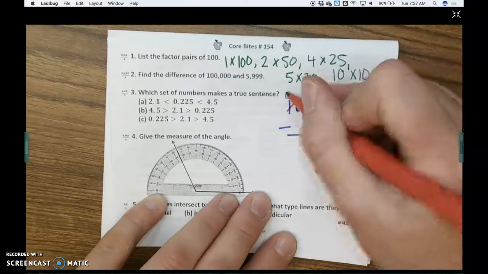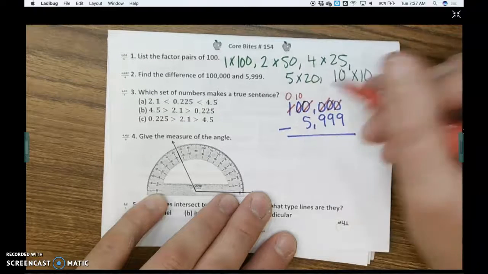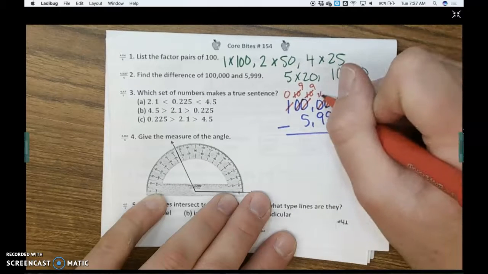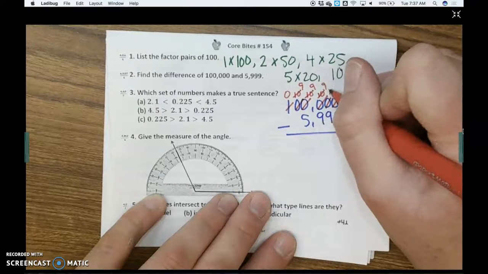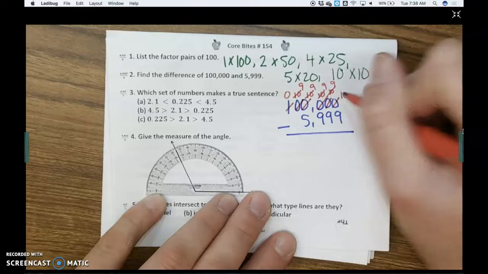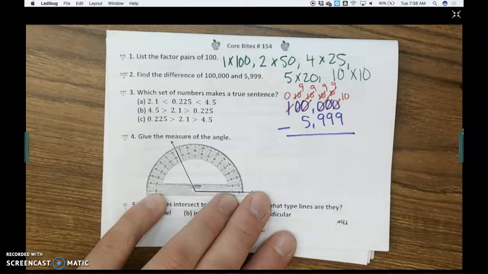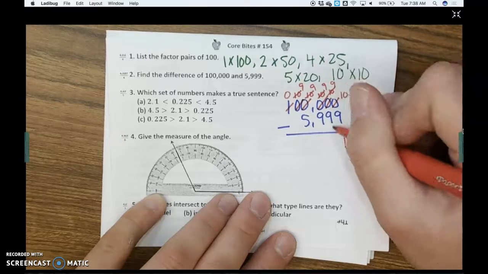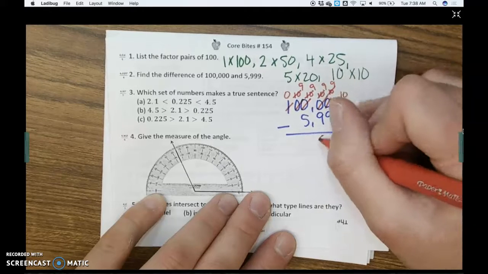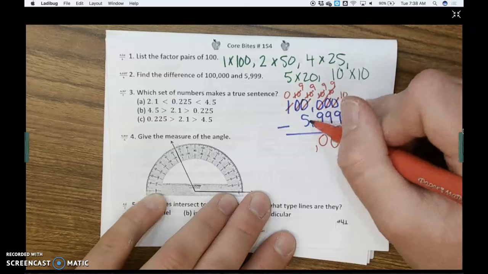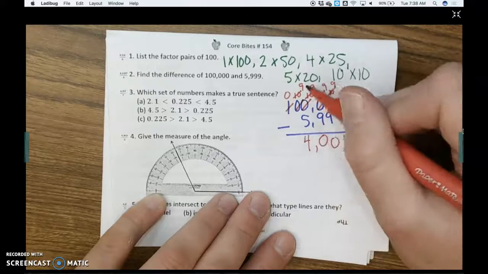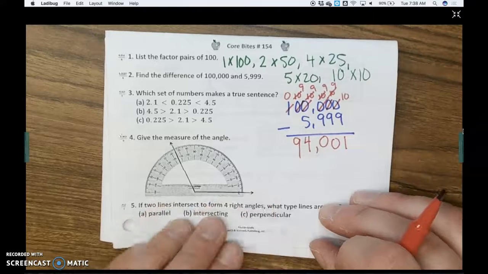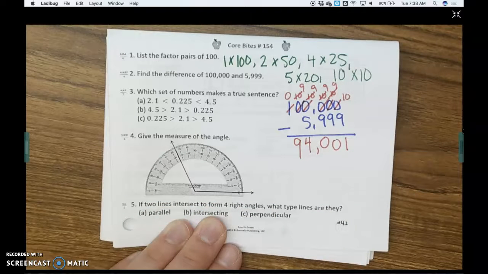So 0, 10, bring it over, make it a 9. Bring it over, make it a 9, all the way over. So 10 minus 9 gives you 1. 9 minus 9 is 0. 9 minus 9 is 0. Bring your comma down. 9 minus 5 would give you 4. 9 minus nothing, which is 0, gives you 9. So your difference is 94,001.